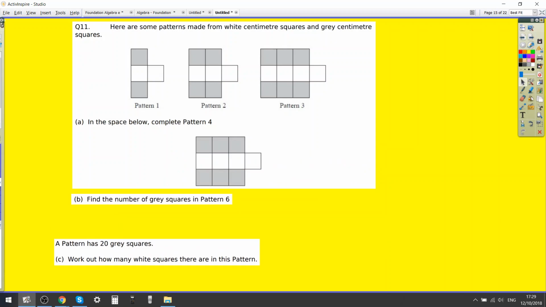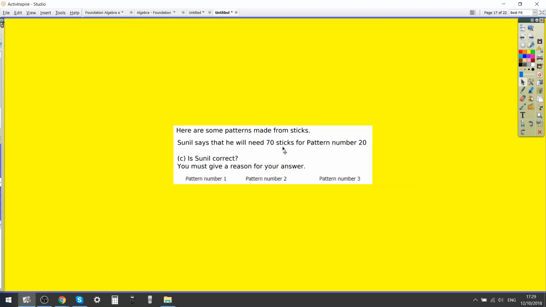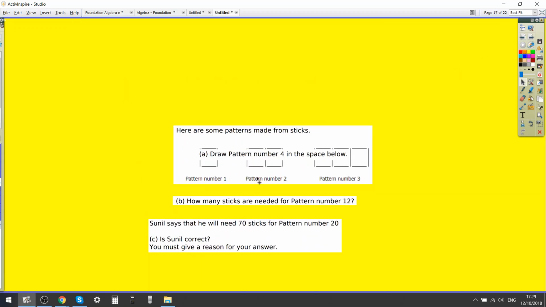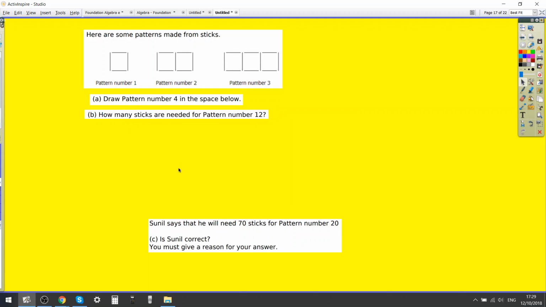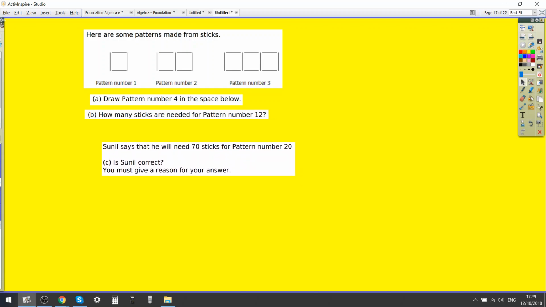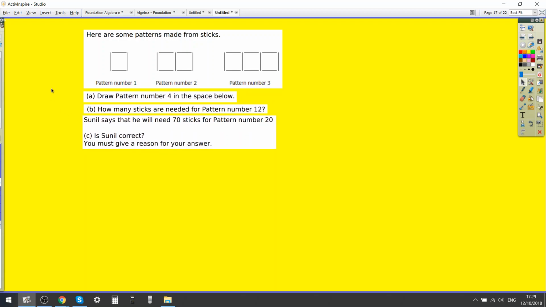Okay. This one, they made my life easy by saying fill in the next one. Find the grey squares in pattern 6. A pattern is 20 grey square. I think you'd be okay for that. Yeah. Let's see. So this is a simple pattern. Draw pattern 4. How many sticks? Pattern 12. Okay, let's try it.